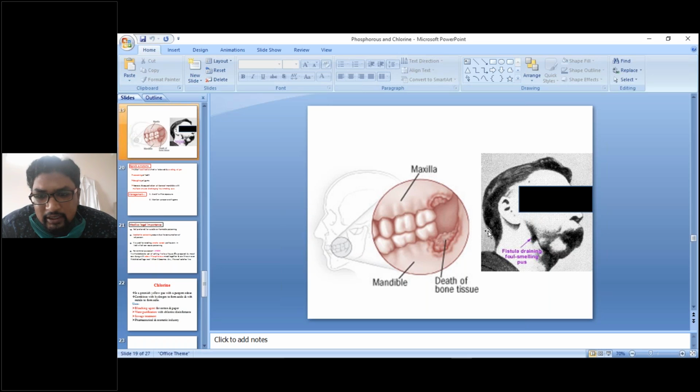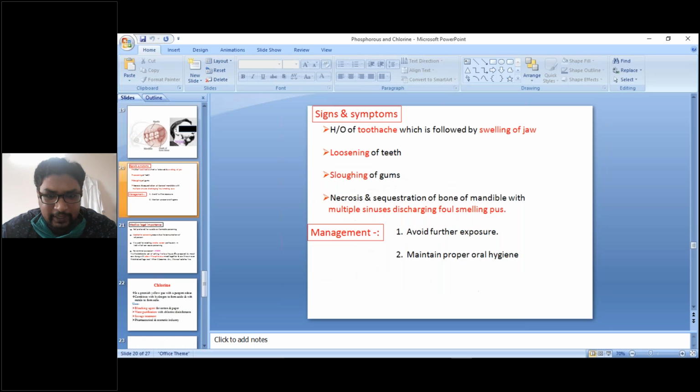And then externally the person can have a fistula. Here you can see the picture. You can have a fistula draining foul smelling pus from the bone. So multiple fistulas can be seen on the jawbone and on the neck region, which causes the bone spicules to come out. This is the condition which is known as phossy jaw. Phossy jaw caused due to vapors of phosphorus, leading to periosteitis and osteomyelitis.